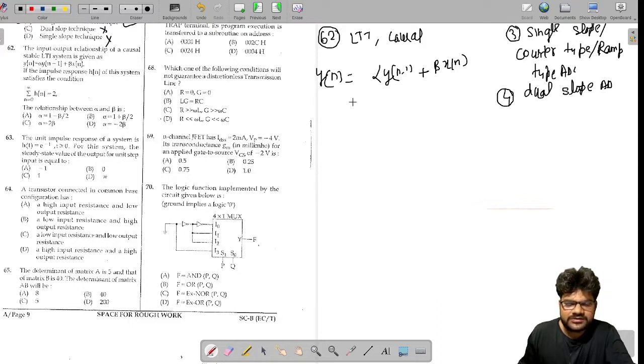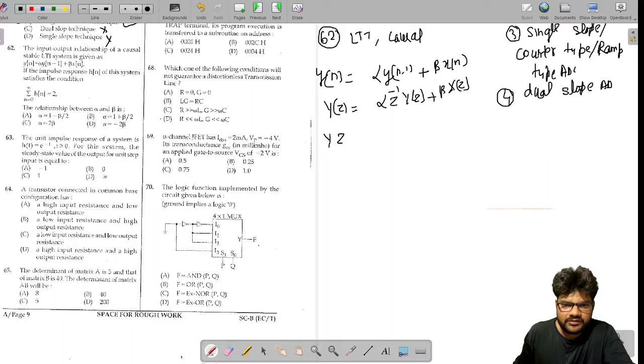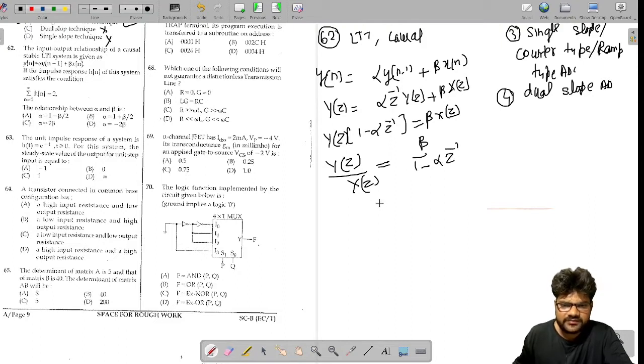Okay, so from this let us find out H(z). We will take the Z transform. So Y(z) is going to be alpha Z inverse Y(z) plus beta times X(z). If we take Y(z) common, then we will get 1 minus alpha Z inverse equals beta times X(z). So from this, Y(z) by X(z) we can find, that is beta upon 1 minus alpha Z inverse.